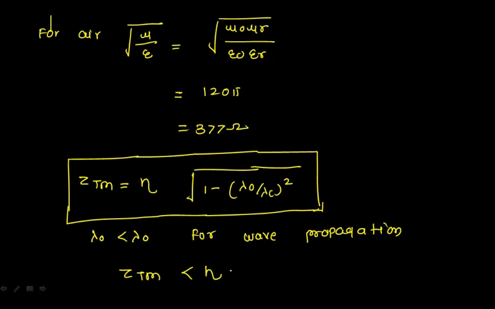So as I'm saying, my lambda 0 is less than lambda c. For wave propagation, 1 minus something will always be less than 1, and square root of that will always result in a value less than neta. So I can say ZTM, the impedance of the TM wave, is always less than the intrinsic impedance. Now this is all about the TM wave. Now we'll talk about the impedance of the TE wave.